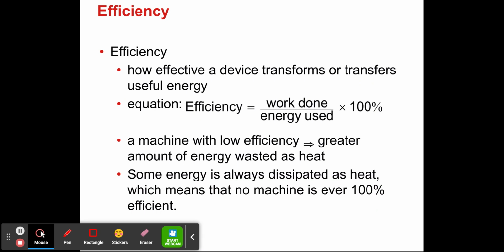So efficiency is how effectively a device transforms or transfers useful energy. Again, useful energy. If some of it is transferred as heat, heat is not a useful form of energy. So a machine with low efficiency is one in which a greater amount of energy is wasted, right? Because when you put energy into a machine, you want it to do a particular task and you want it to do it efficiently.